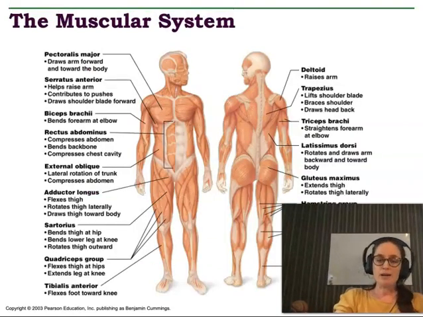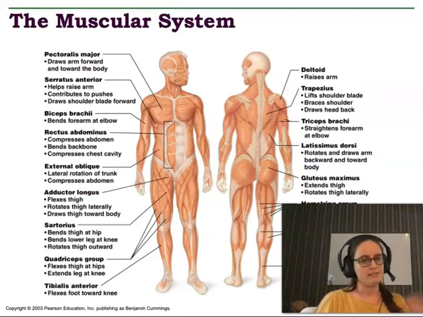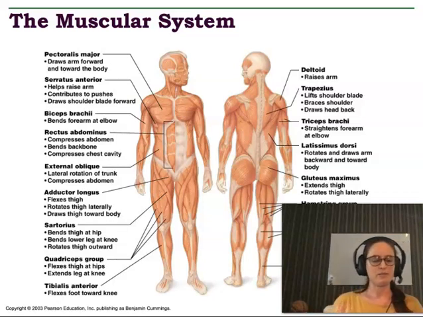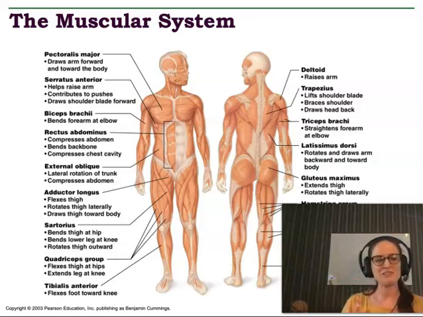Now, the lab content is going to cover a certain list of muscles to know. It's by no means going to be a complete list of every muscle in the body. There's like 700 of them. Different sources have slightly different numbers.